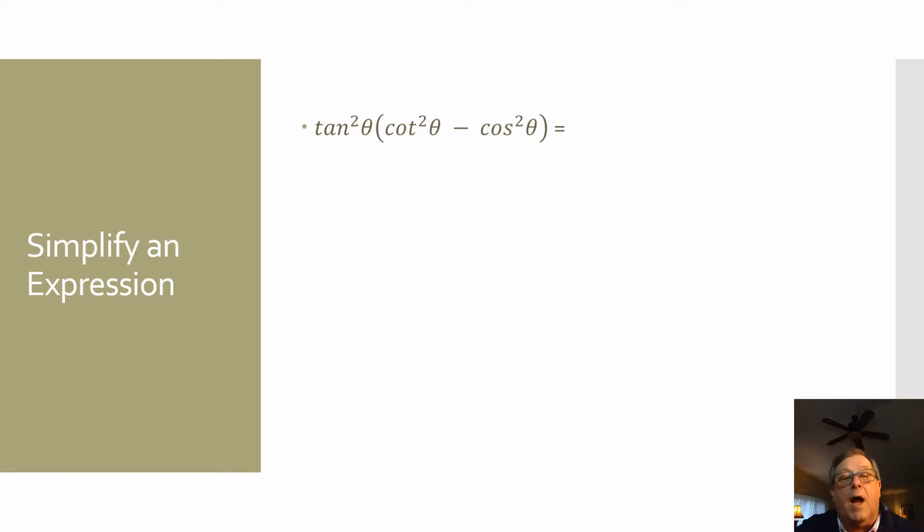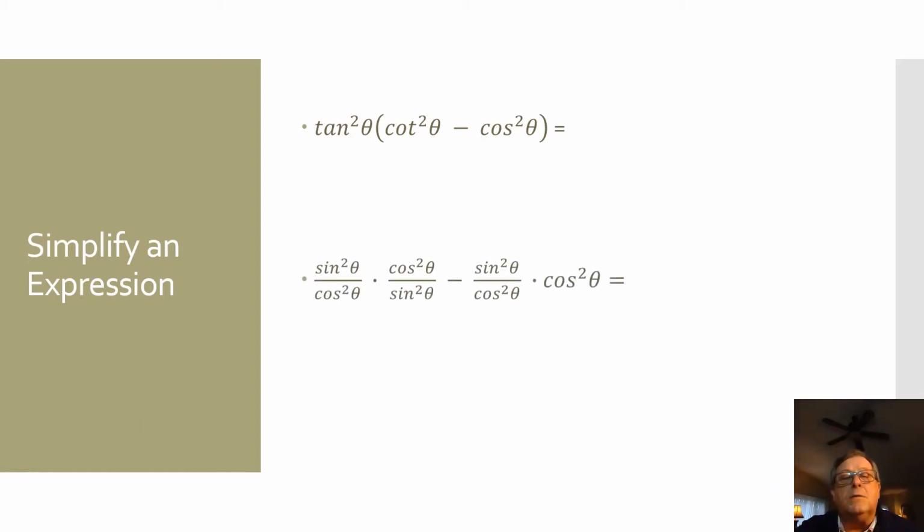Well, you might recognize that I have two quotient identities here. I've got the tangent squared of theta, and we're going to distribute, by the way. We're going to distribute this tangent squared of theta to the cotangent squared of theta, and then to the minus cosine squared of theta. But with the tangent squared of theta and the cotangent squared of theta, just looking at that portion for right now, I've got two quotient identities.